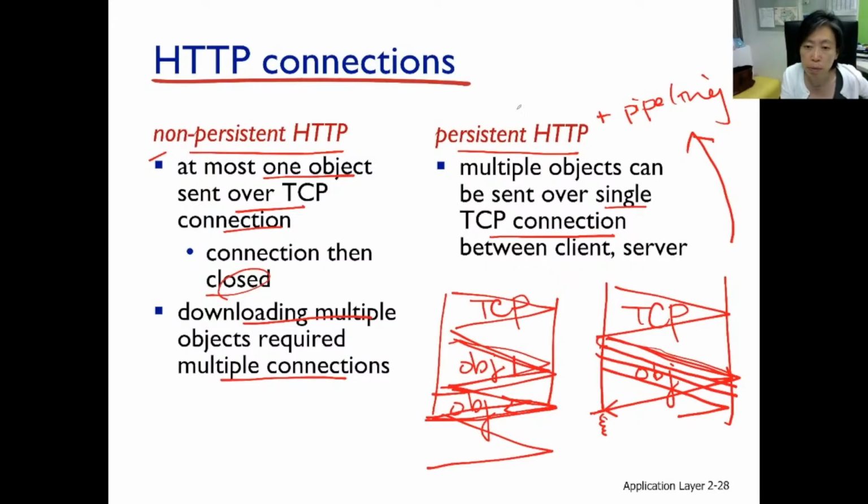Nowadays, when people say persistent HTTP, the implication is that it's persistent HTTP with pipelining. And by the way, non-persistent HTTP is the HTTP 0.9 version, persistent HTTP without pipelining is the HTTP 1.0 version, and the one with pipelining is the HTTP 1.1 version.